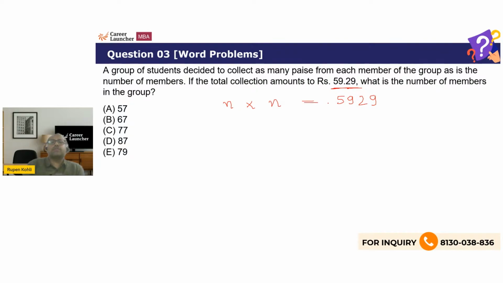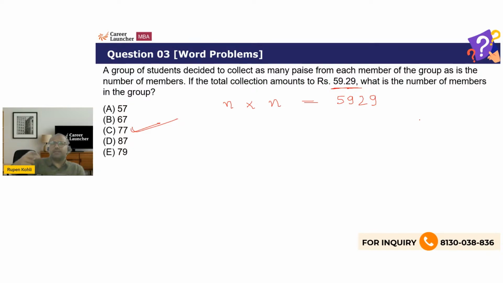So you just figure out which perfect square is 5929. Well, 77 square is 5929, right? As simple as that. If you don't know that, I mean, nobody would remember this, but the point is you can always figure this out by, okay, what is 70 square, what is 80 square, what is 75 square? Like 70 square is 4900, 80 square is 6400. It is obviously lying between that. Then 75 square is 5625.